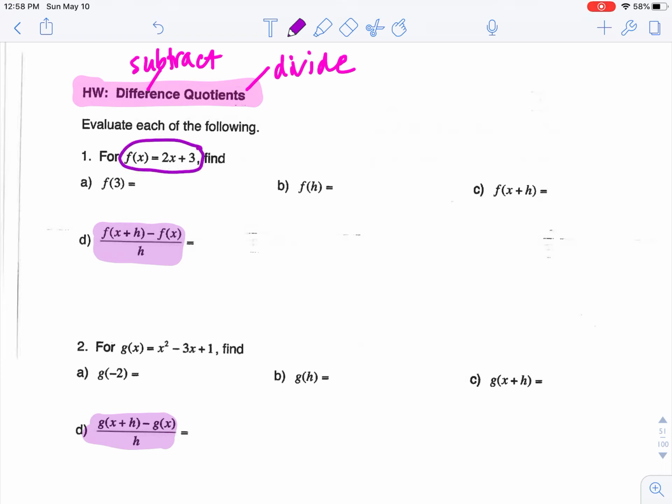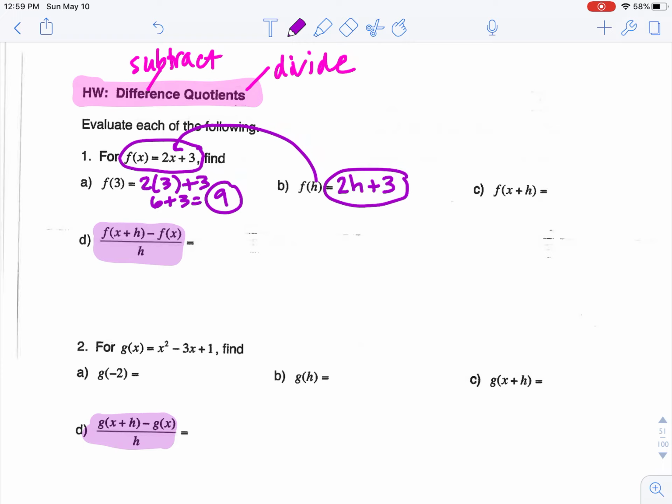So what is f of 3? Well, that's easy, I just plug in a 3 for x, so that's just 6 plus 3, and my answer is 9. Easy, we know how to do that. Okay, so what would f of h be? Well, again, I would just plug in an h for x. So I get 2h plus 3, and that's it. They're just asking you to plug it in.